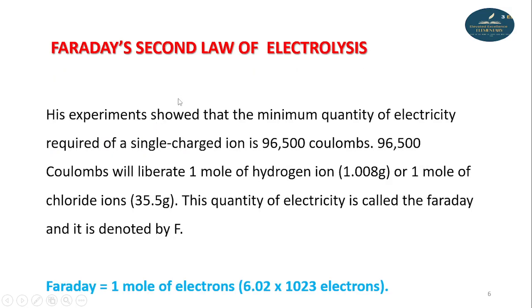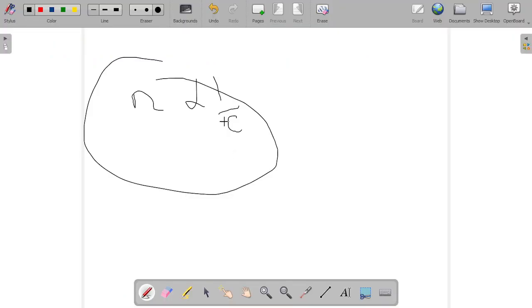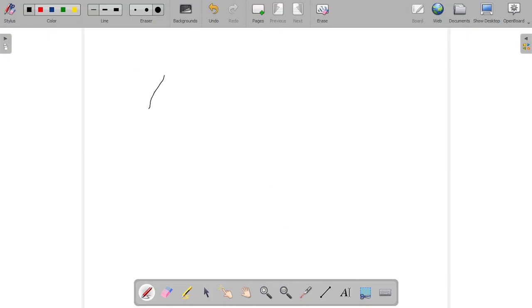So his experiments now showed that the minimum quantity of electricity required of a single charged ion. What do we mean by a single charged ion? An example is silver. Based on the lesson we treated in the last class, silver is among the electrochemical series, and it is positively charged, and it is a single charged ion here. So let's take silver as an example.